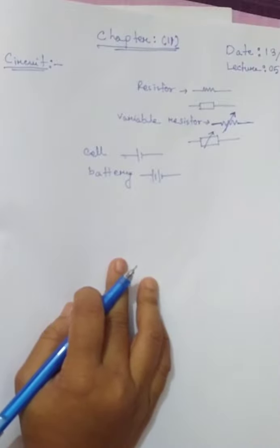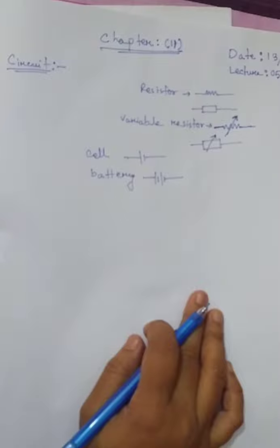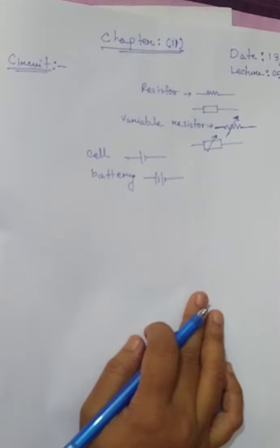But what is the difference between a cell and a battery? Here we are observing that the two elements, battery and cell, have two different symbols, but what is the basic difference between a cell and a battery?